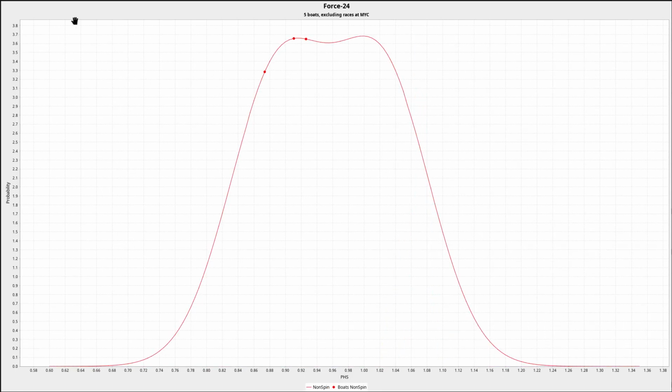Force 24s. This is our sales school boats. There's a big broad peak for the Force 24s, and the second one is suspiciously right on 1.0. So again, someone's allocating handicaps around 1 rather than what the boat should sail at. And ours are around what they should sail at, not around the 1s, which is good.